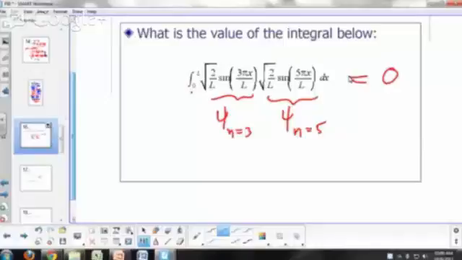So things like this, if you can recognize your functions as being non-degenerate eigenfunctions of a Hermitian operator, these types of integrals, it's a great time saver to be able to recognize these things.